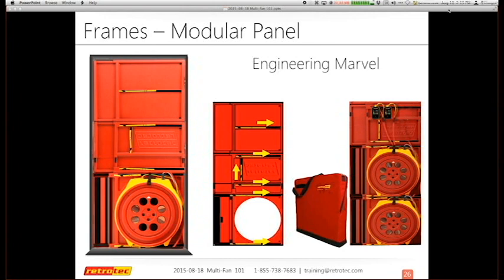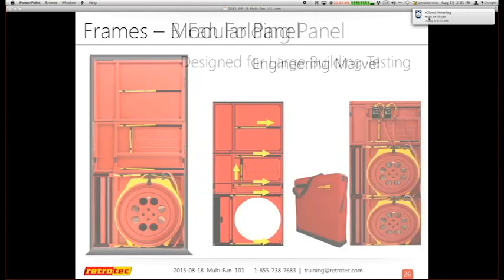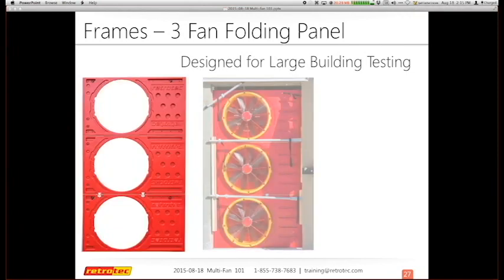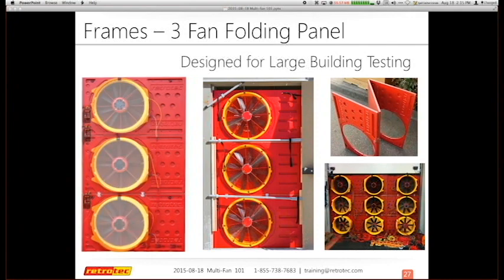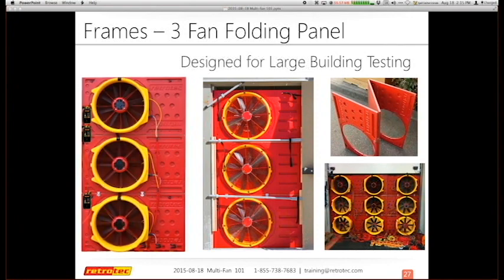The one that's out there, which many people have only seen in pictures, is the 3-fan folding panel. Now, if you are doing large building testing or multiple fans, this was a godsend when it came on the market. This really allowed you to do a phenomenal job of setting up the 3-fan stacked and supporting it well, and using your garage door openings or some of these larger scenarios to set up these kind of fans with a much more rigid and sturdy frame.